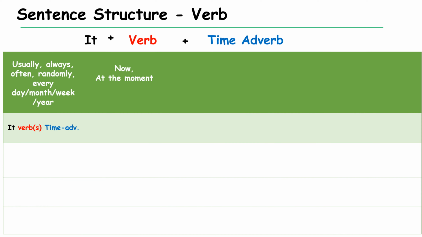If you have time adverbs like now or at the moment, it means you're referring to the present continuous tense form, and your sentence structure will be as following. It is verb-ing, and then you will have the time adverb.